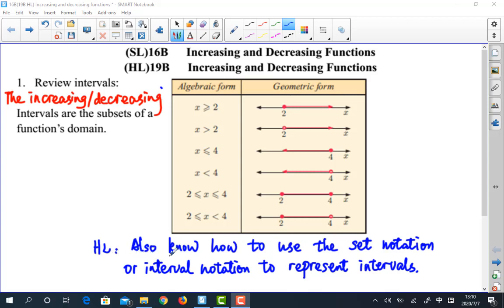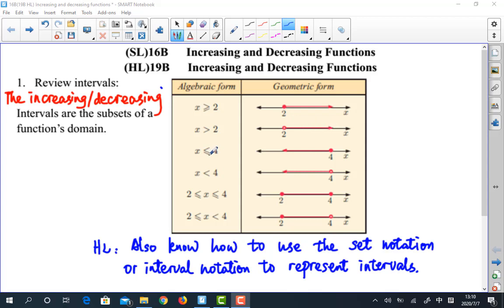HL students also need to know how to use set notation or interval notation to represent increasing or decreasing intervals. So know what x is greater than or equal to 2 means on the number line. That means all the numbers greater than or equal to 2. So 2 should be a closed dot on the number line because 2 is included in this interval. When x is greater than 2, not equal to 2, we use an open circle, an open dot on 2, and show all the numbers greater than 2 only.